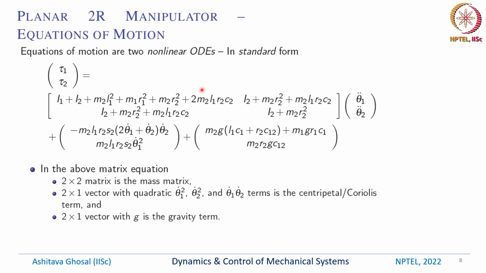So in the above equations, this is a 2 by 2 mass matrix. It's a symmetric positive definite matrix. This mass matrix is multiplying θ1 double dot and θ2 double dot. Then this 2 by 1 vector contains quadratic terms θ1 dot square, θ2 dot square, and θ1 dot θ2 dot. These terms represent the centripetal and Coriolis terms. And then we have this gravity term. These equations were derived last week, and I've also shown you how we can derive these equations in an error-free manner using Maple.